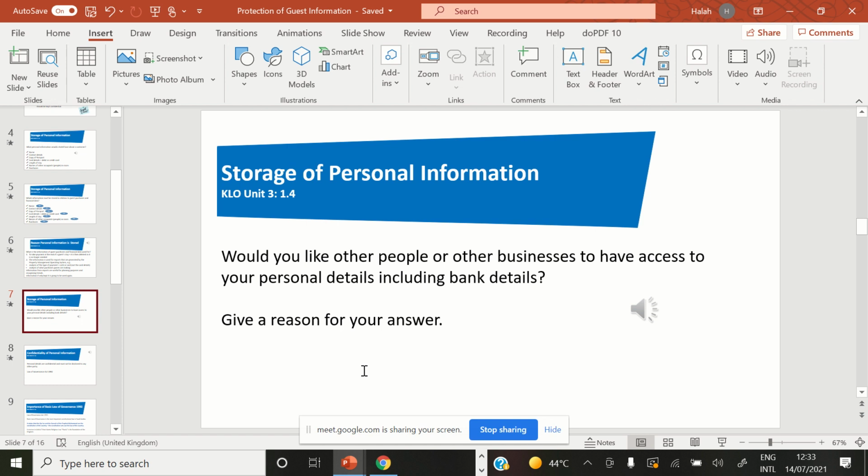Storage of personal information. Would you like other people or other businesses to have access to your personal details, including bank details? Give a reason for your answer. So think of yourself traveling somewhere and you provide your passport copy, your name, your home address, your telephone number, who joins you in the room, and then you leave the hotel. What do you think about your information that's still with the hotel? Would you mind having your information in the hotel property management system, or is it fine for you? What's your opinion?